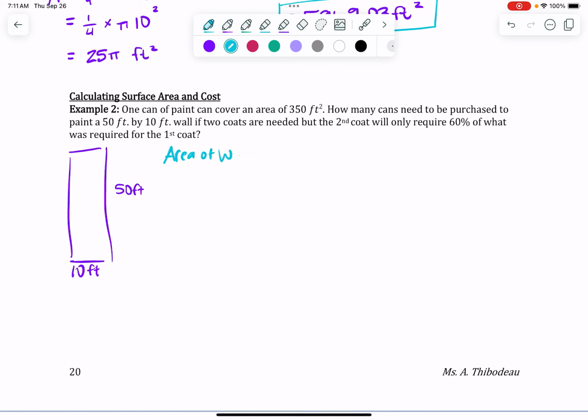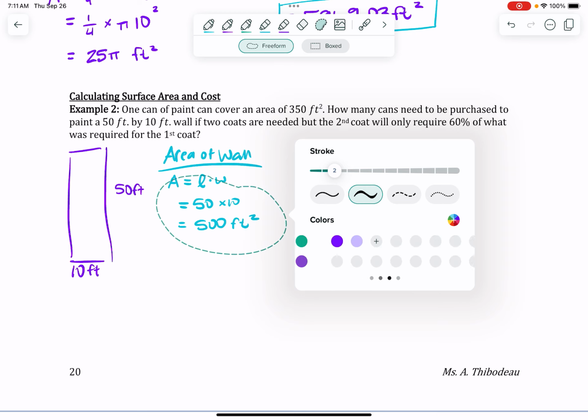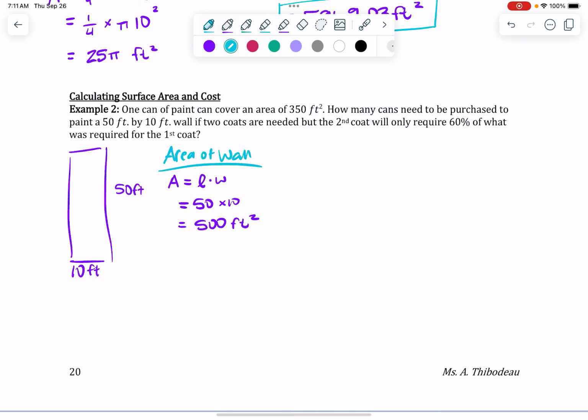So my first one is going to be finding the area of that wall. This one should be short and sweet. The area is a rectangle, so I have length times width. And I plug in 50 times 10 to give me 500 square feet. Luckily, the calculation we did got us into square feet, and the paint is also measured in square feet as how much it can cover. So that's really fantastic. My next step is going to be to account for the extra.